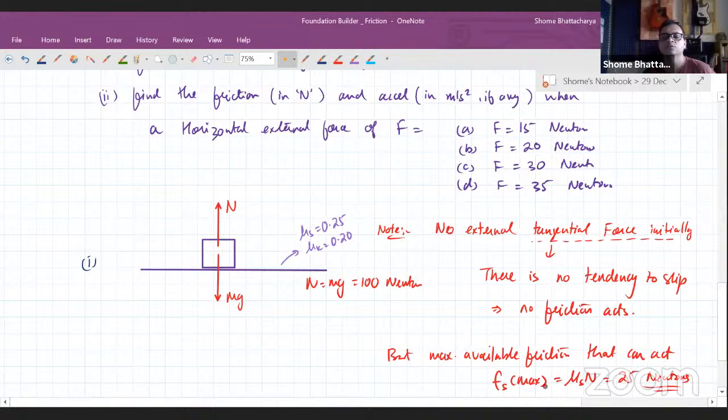So up to 25 newtons of friction can act, but it will not be acting initially until and unless we apply some tangential force. Hope this point is clear to all of you, that initially there will not be any friction acting. Why? Because there is no tendency to slip. Only when I apply some force or give it some tendency to slip will friction come into play, which will happen in the second part.